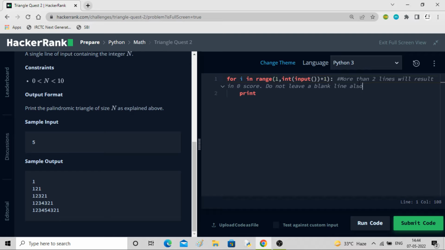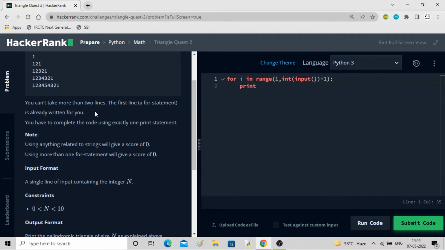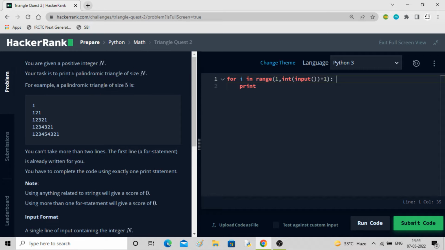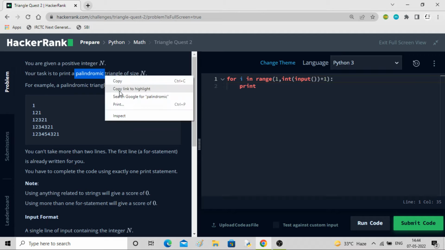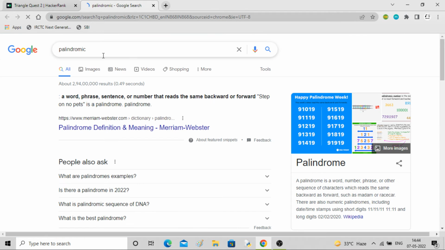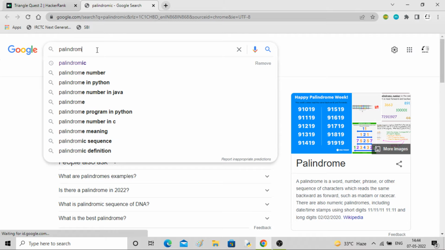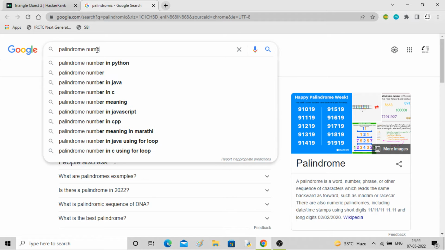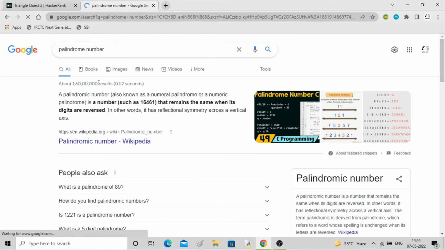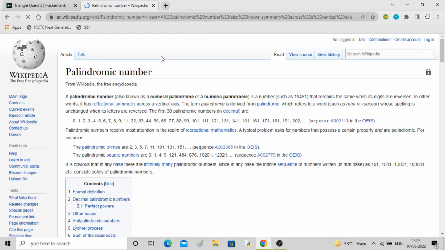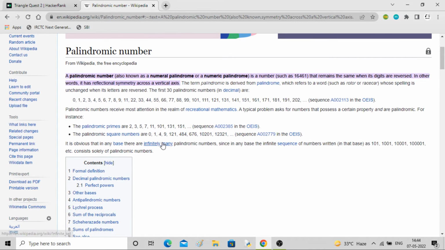Now how am I going to approach this problem? You won't get the logic straight away. So for that I'll search for palindromic number. I didn't get the logic initially, so what I did was search for palindromic number, then I went inside and saw some of the details. So where I got the logic is this: you can see the square numbered palindromes.